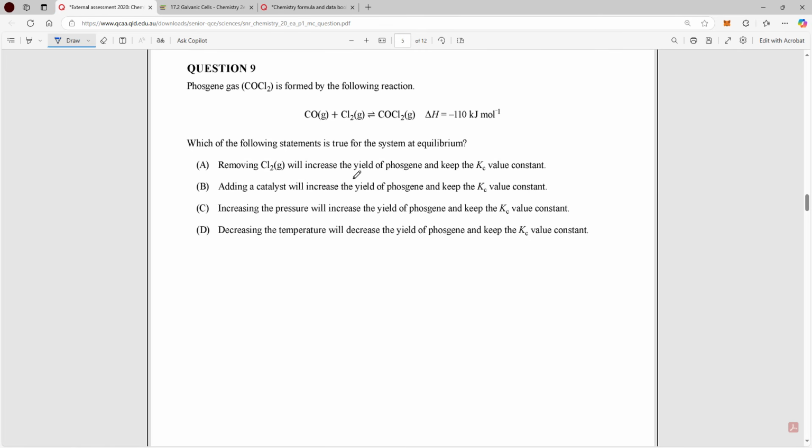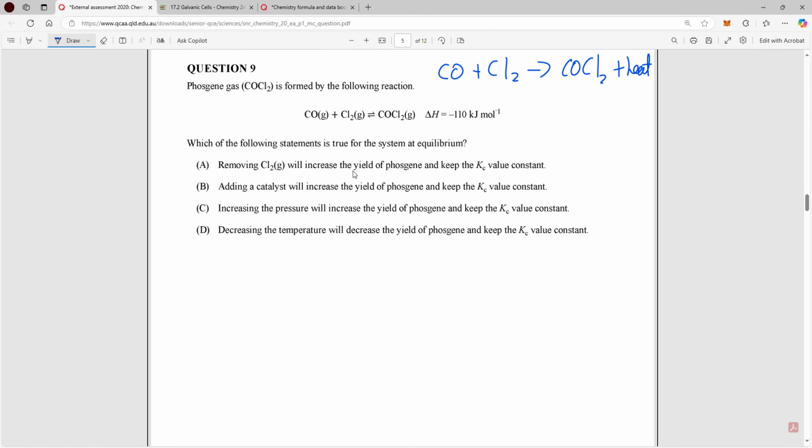Alrighty, question 9. Oh, I can never pronounce this one. I'm not even going to pronounce that. It is formed in the following reaction, okay? So this chemical here, and we have an equilibrium system. So, which of the following is true about the system at equilibrium? Okay, so it's exothermic. If it's exothermic, I want you to think of this equation like this, plus heat. That always helps me, okay?